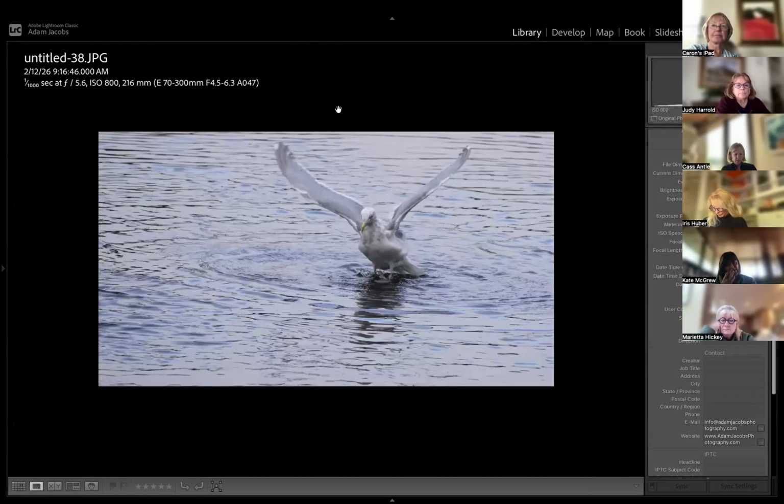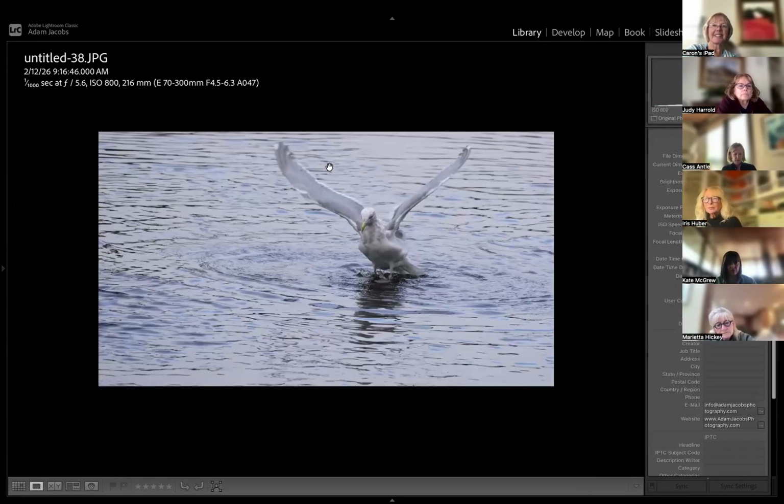Let's go back to these guys. These were really good. Whoever sent these, nice job. Now, interesting on this one: why are the bird's wings blurry, but the bird is sharp?